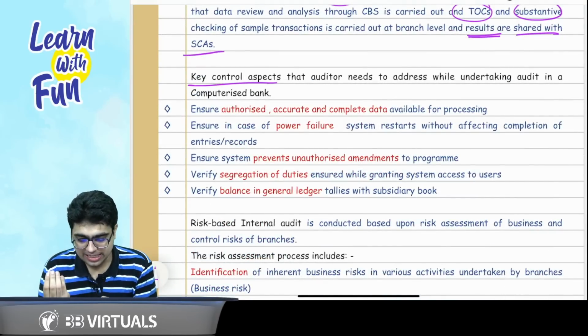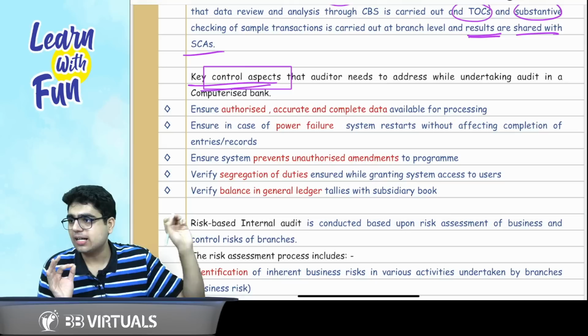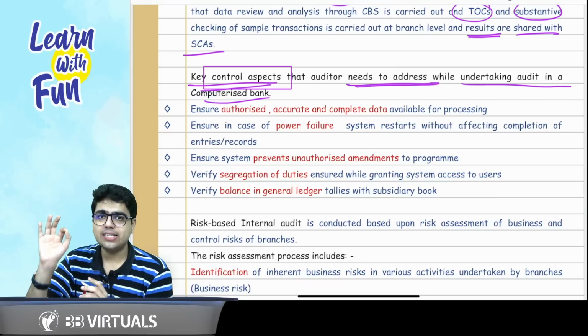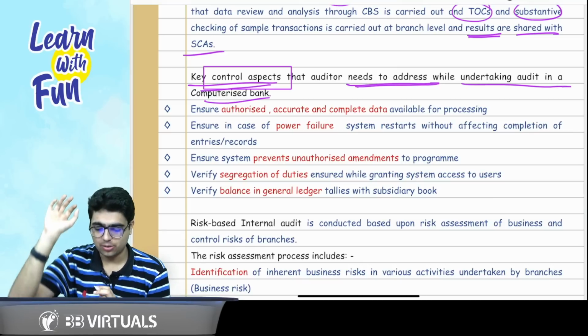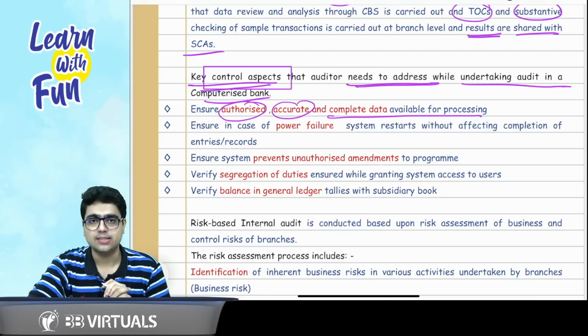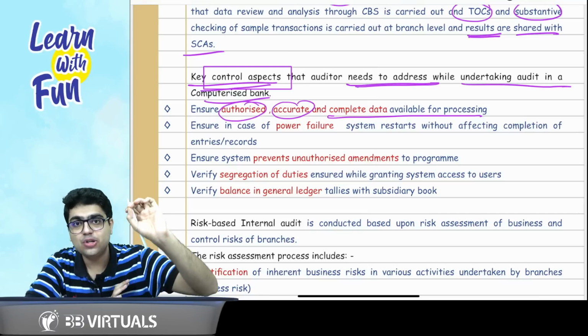Now comes the point: what are the key control areas or key control aspects that the auditor needs to address while undertaking an audit in a computerized bank? First thing, he needs to make sure that authorized, accurate, and complete data is available for processing. The data is absolutely right.